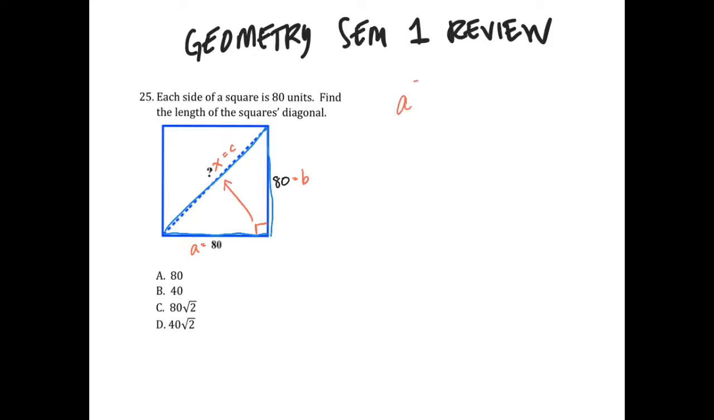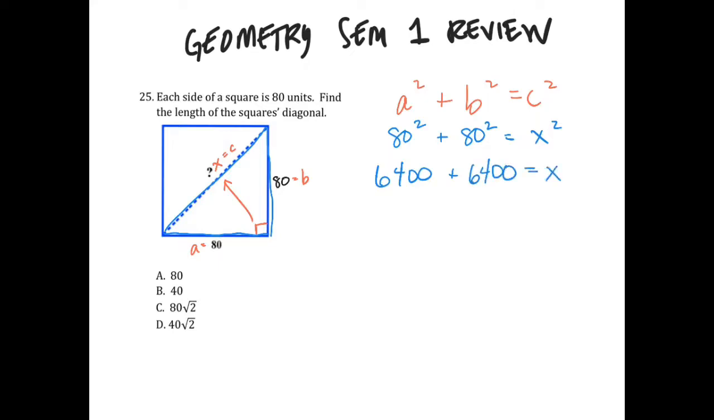So Pythagorean Theorem says A squared plus B squared equals C squared. And A is 80, and B is 80, and C is I don't know. So I'll have to square these. Oh man, 80 squared would be 6,400 plus 6,400 equals X squared. Alright, combine those terms and you'll get 12,800 equals X squared, and then we'll have to square root both sides.